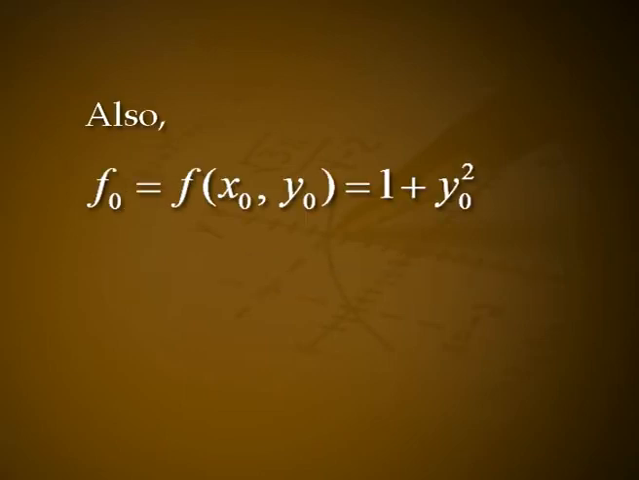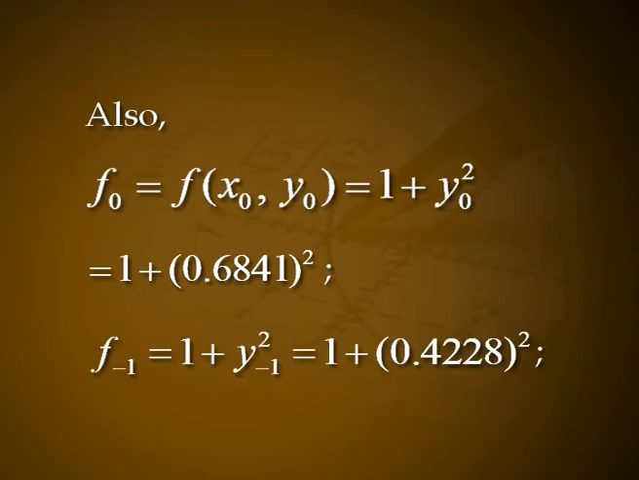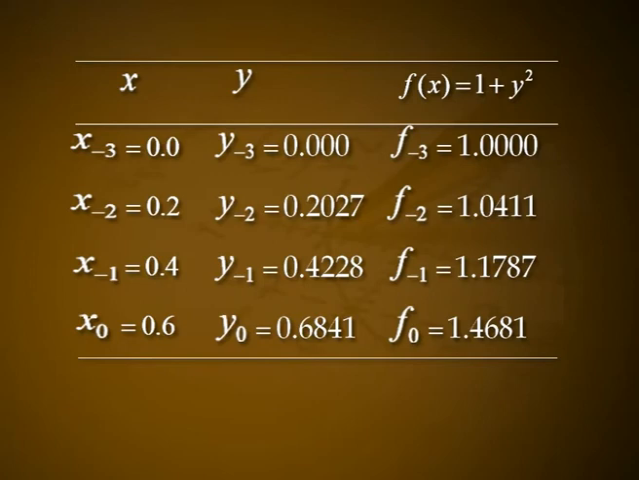0. Also, f_0 = f(x_0, y_0) = 1 + y_0^2 = 1 + 0.6841^2. f_{-1} = 1 + y_{-1}^2 = 1 + 0.4228^2, and so on. We tabulate them as below.